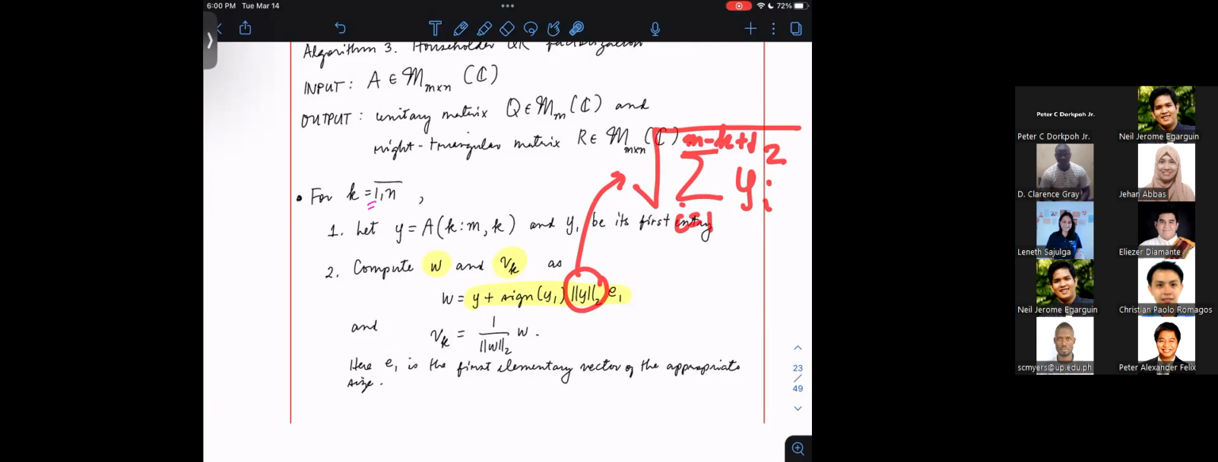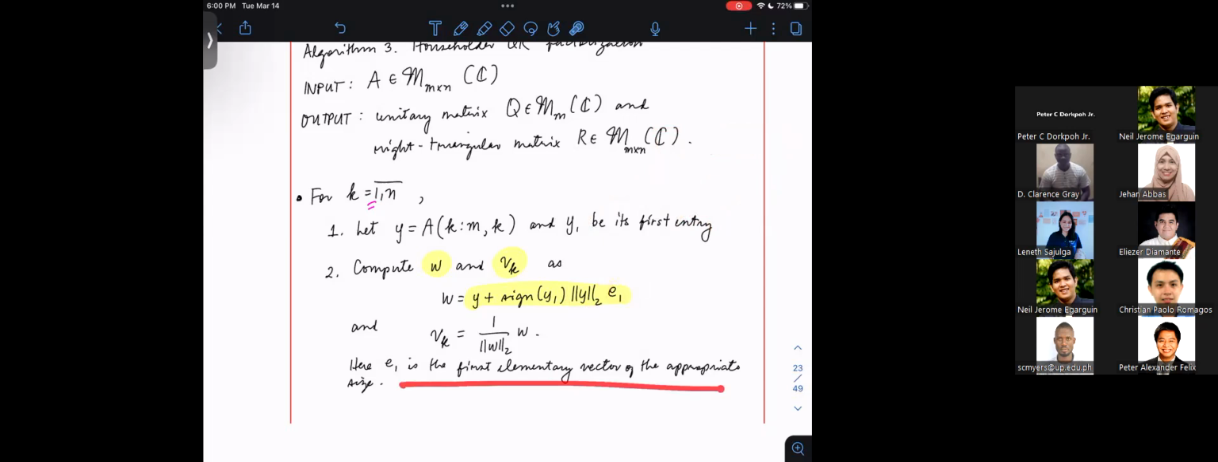You still remember it from your courses, right? So you just simply take the square of all of the entries of your vector, sum them up, then take the square root of the sum. That's our L2 norm. Times E sub 1.